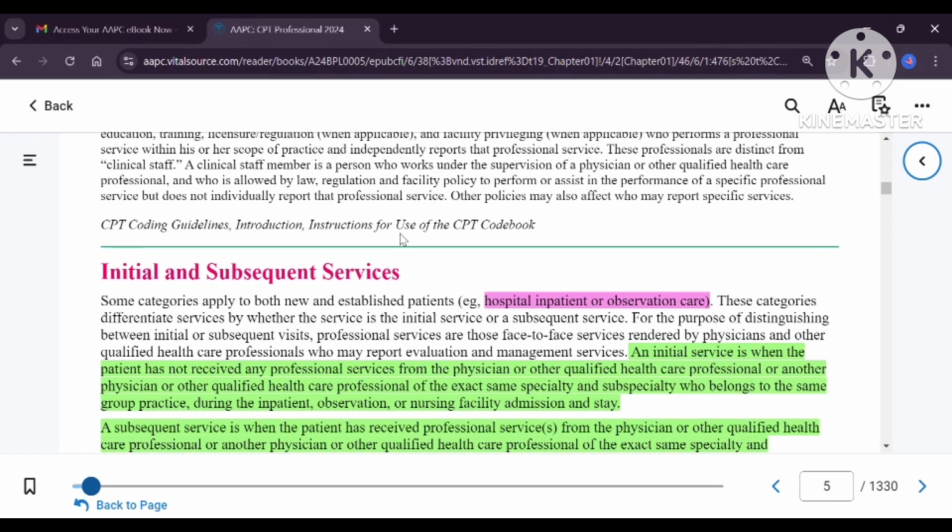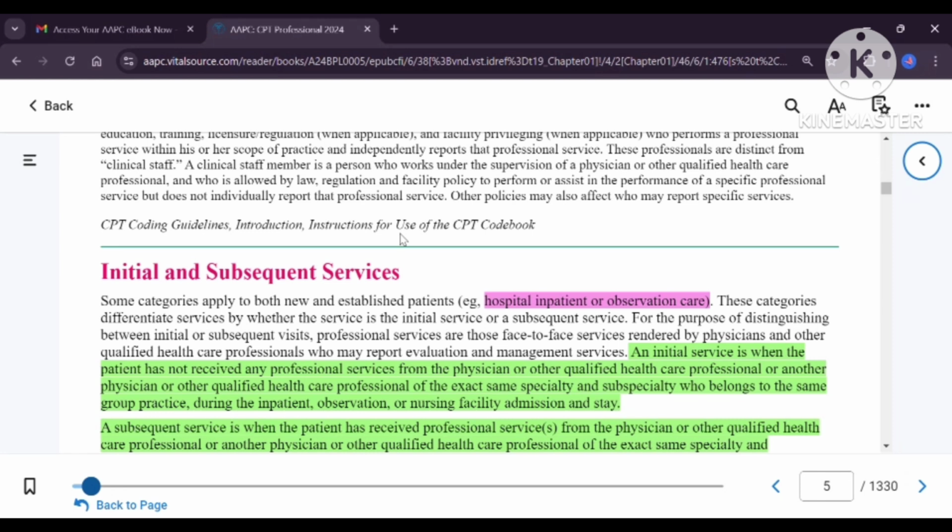Next, you can see in this decision tree the initial and subsequent services. Initial and subsequent services codes will be used only for inpatient or observation care services, and this is how they are differentiated. Initial means that it is the first time the doctor and the patient are meeting after the patient is admitted in the hospital. Subsequent may be the second or the third visit.